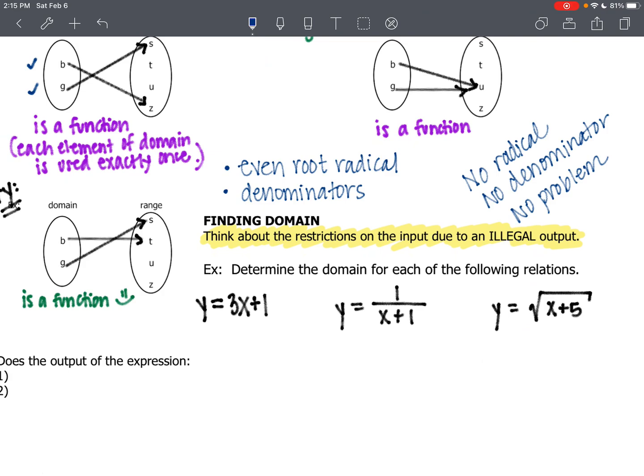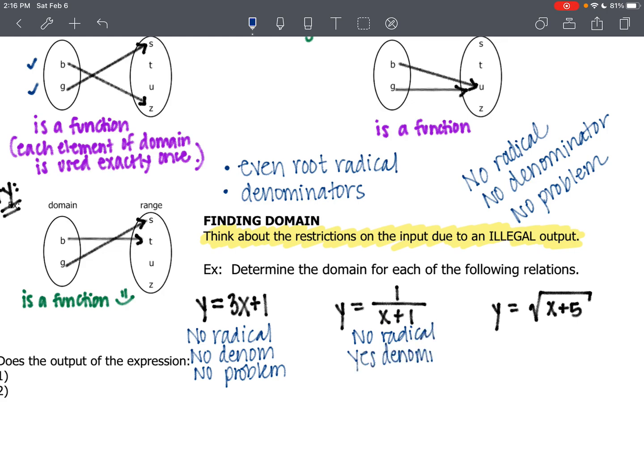So let's look at number one. Number one, there's no radical, there's no denominator, no problem. Okay. How about the second one? Second one says y equals 1 over x plus 1. No radical, but yes, there's a denominator. That means we have a problem. And y equals the square root of x plus 5. Right away, yes, we have a radical. Therefore, we have a problem.